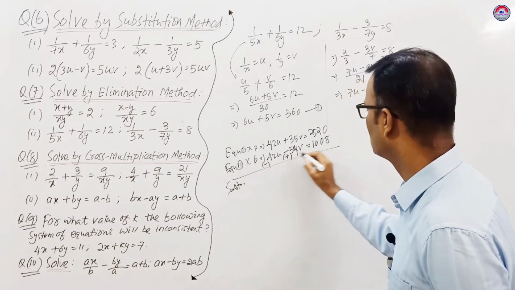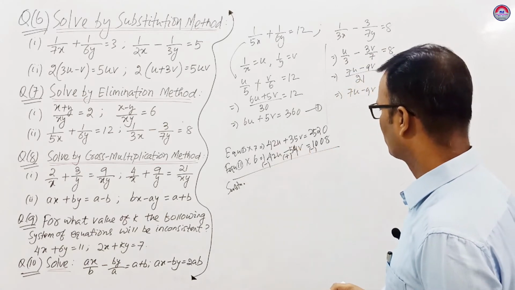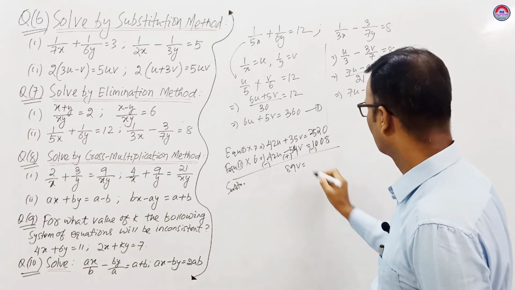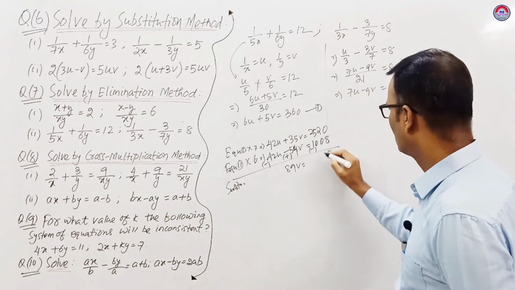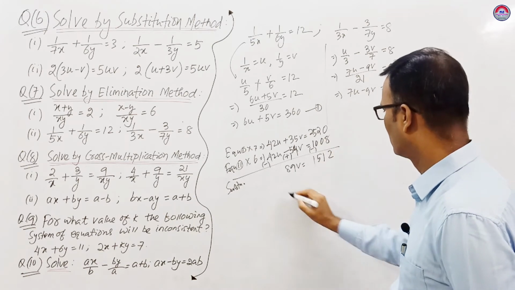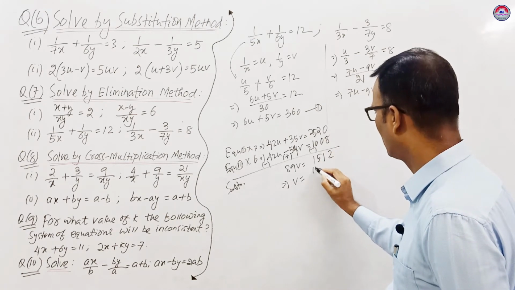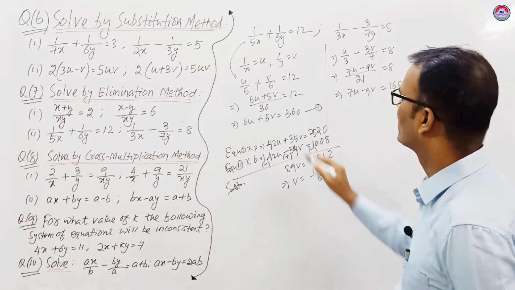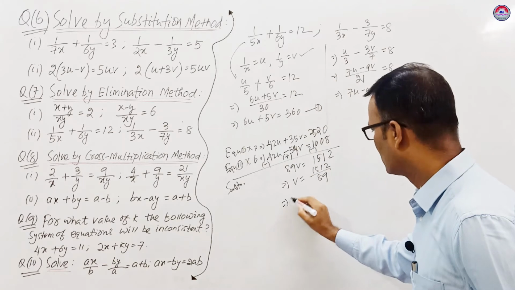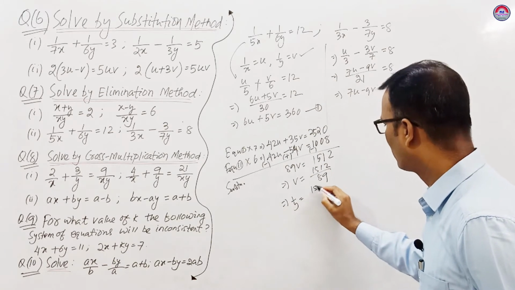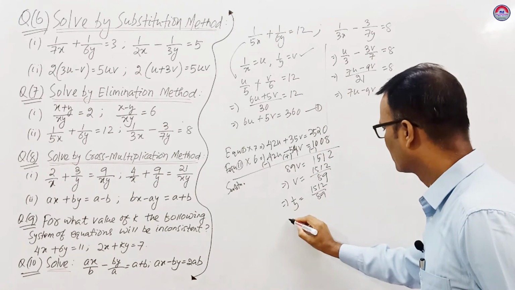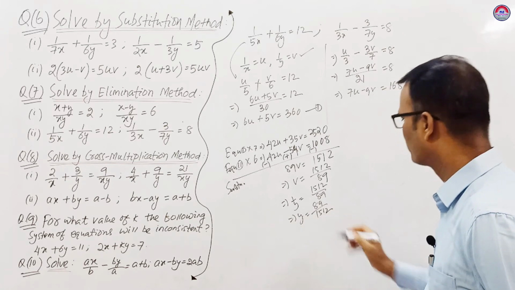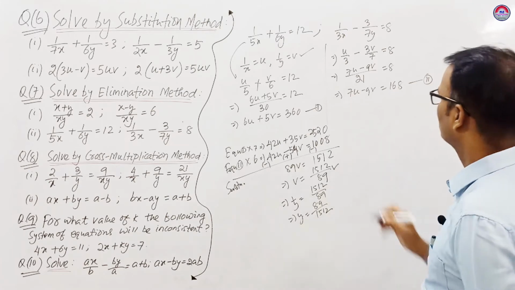Okay, now subtract. Minus becomes plus, and 42u minus 42u cancels. So this will become 89v equals 1512. That implies v equals 1512 by 89. v is 1 by y, that implies 1 by y equals 1512 by 89. That implies y equals 89 by 1512.